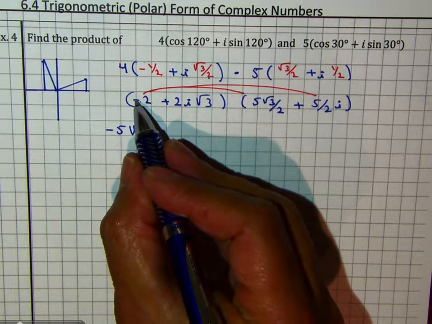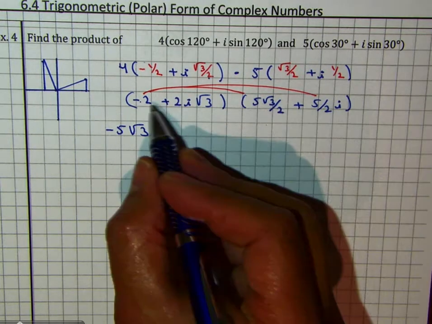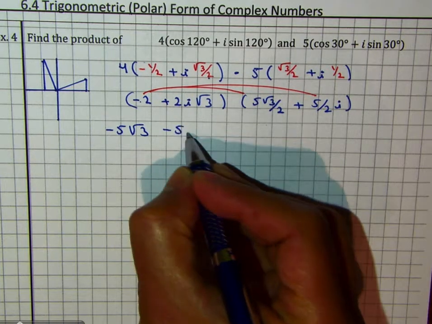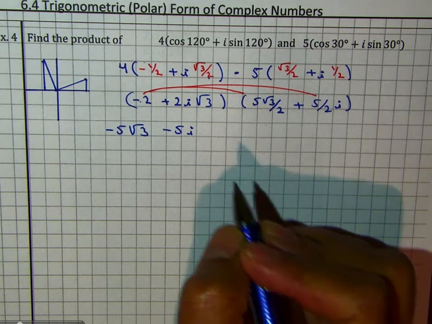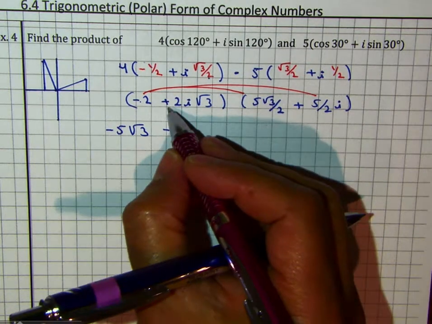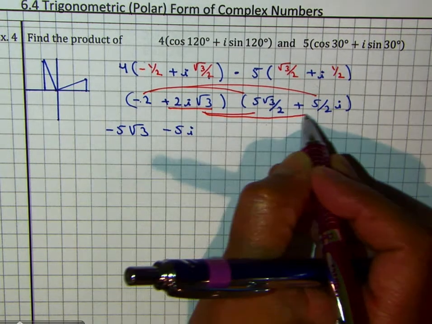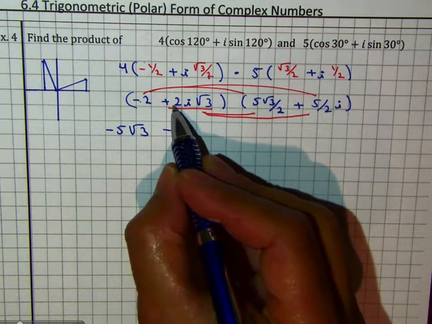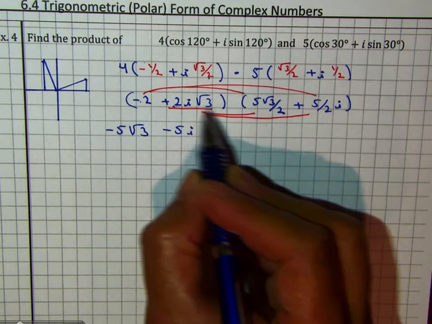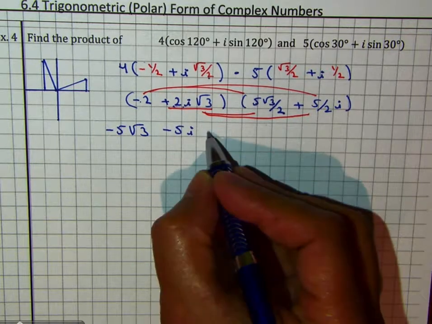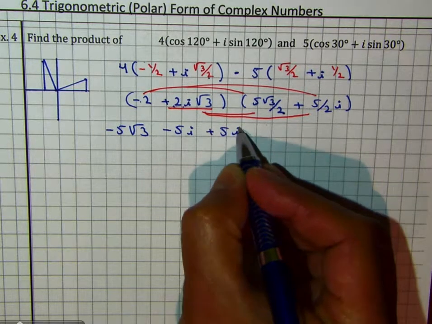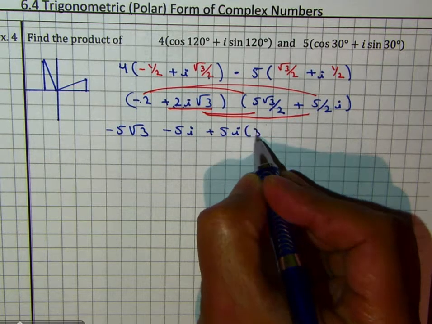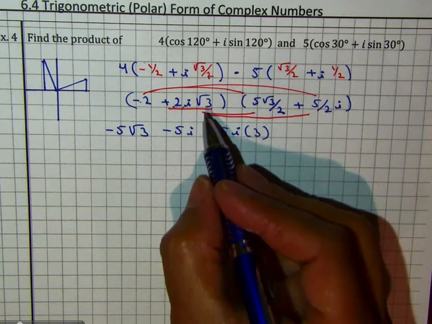I'm going to multiply this out. The 2's are going to cancel out again, so I have negative 5i. Next, I'm going to distribute this to both. So let's multiply those two expressions. The 2's are going to cancel out. So I have an i and a 5, so I have plus 5i. I have square root of 3 times square root of 3 will be square root of 9, which is just 3.